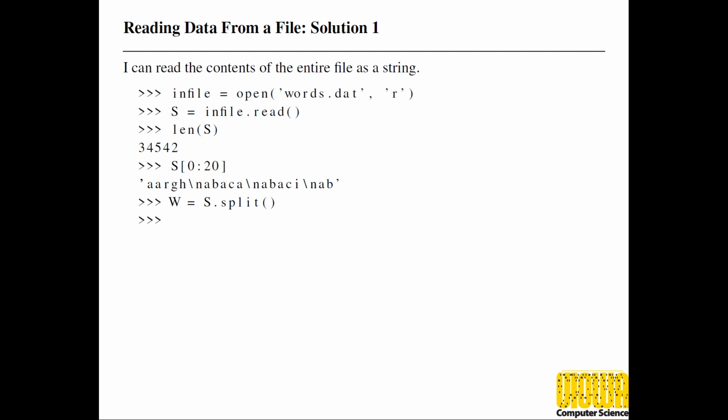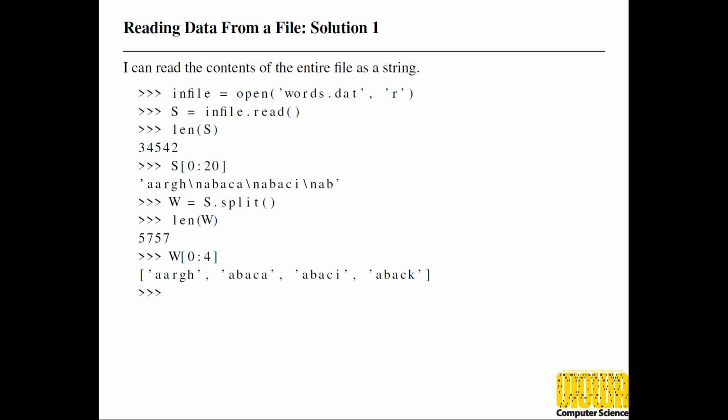So I can use all the string methods on S. It's just a string. I can split it, and I'm going to call this new variable W for the word list. The length of W is 5,757. It has split the string on the only white space character in it, which is the new line. New line's like a space. It's white space. And if I look at the first 4 words, well, there they are.